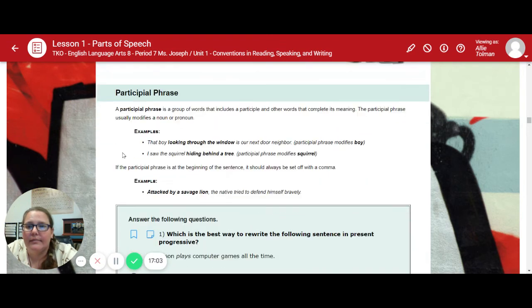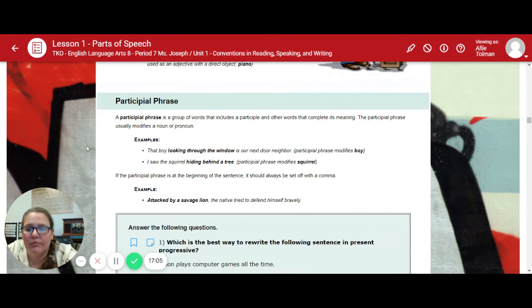All right, now we're moving on to our participle phrase. It's a group of words that includes a participle and other words that complete its meaning. The participle phrase usually modifies a noun or pronoun. Our examples are: that boy looking through the window is our next door neighbor. The participle phrase modifies boy.